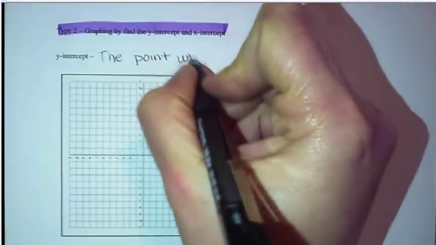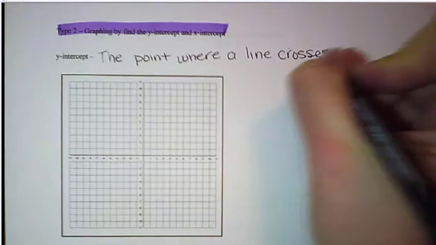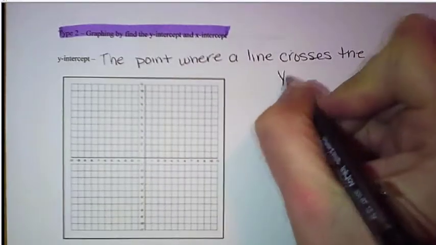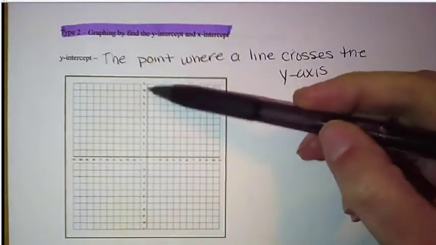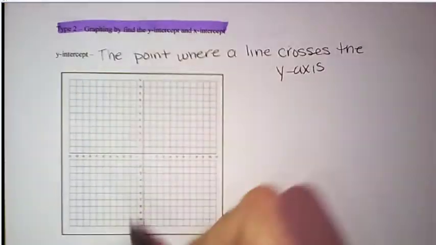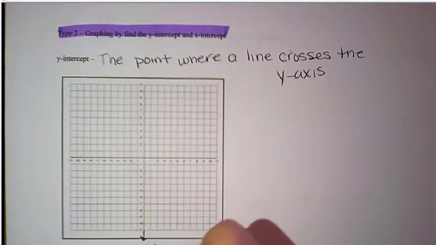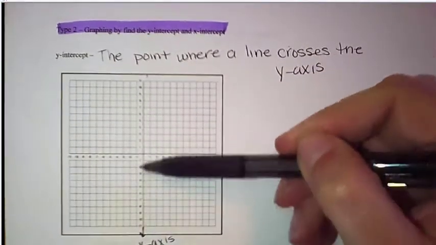So the y-intercept is defined as the point where a line crosses the y-axis. And if you'll remember from our previous video, our previous section, this line going up and down here, this vertical line, that's your y-axis. So we're looking at where a line crosses along this axis right here.